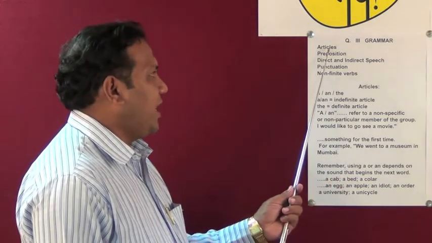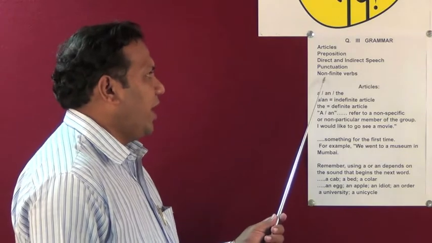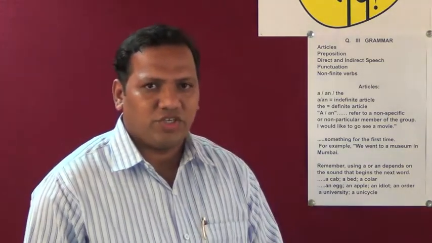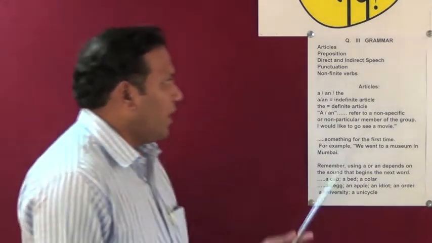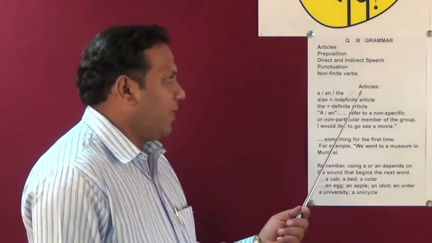There are 5 topics: articles, prepositions, direct and indirect speech, punctuation and non-finite verbs. Even though there are 5 topics, in your question paper there will be only 3 questions. Question 1 will carry 1 mark and the rest of the 2 will carry 2 each. So in this way there will be 5 marks and these marks you can easily score. Now let us try to understand each topic in a little detail.